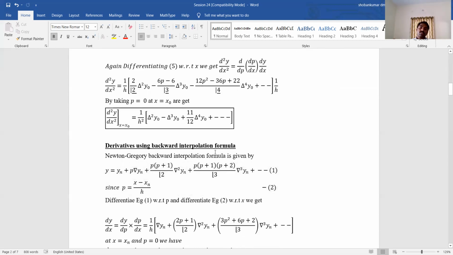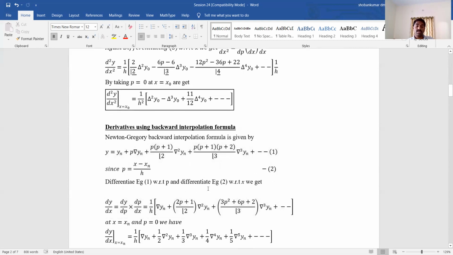Derivatives using the backward interpolation formula. The Newton-Gregory backward interpolation formula is given by y is equal to yn plus p into nabla yn plus p into p plus 1 divided by 2 factorial nabla square yn plus p into p plus 1 into p plus 2 divided by 3 factorial nabla 3 yn plus and so on. Since p is equal to x minus xn by h, call it as 2.